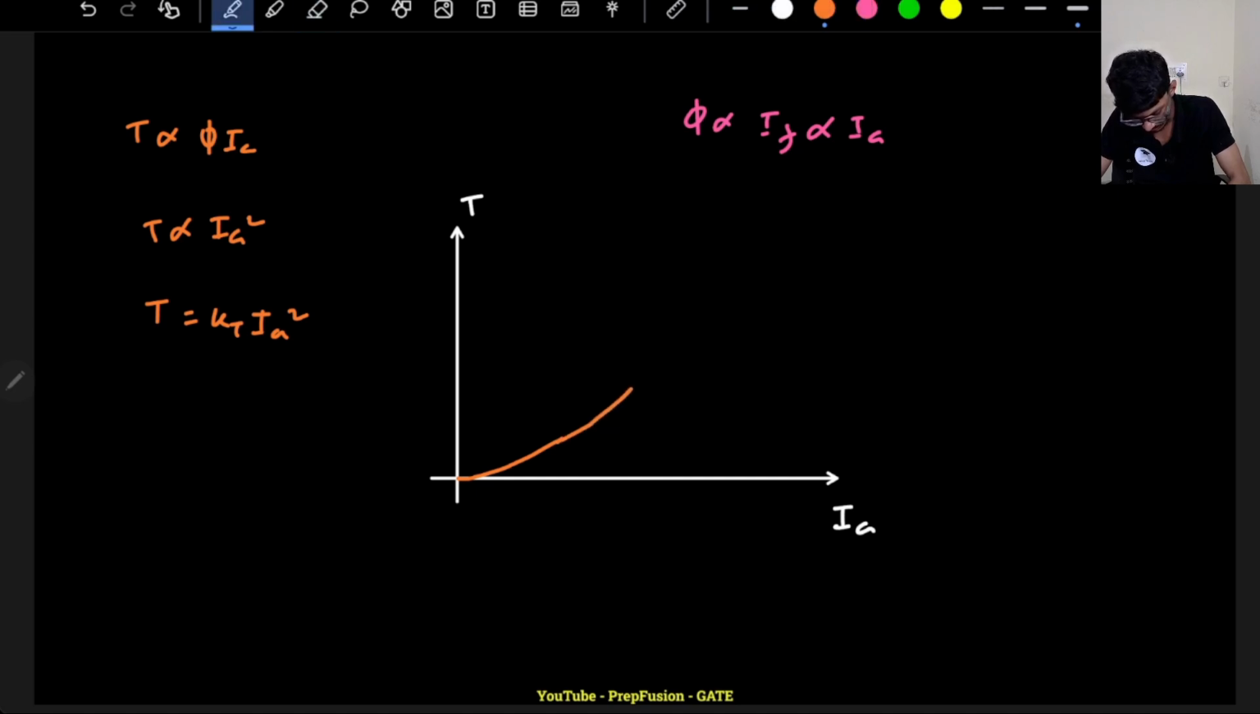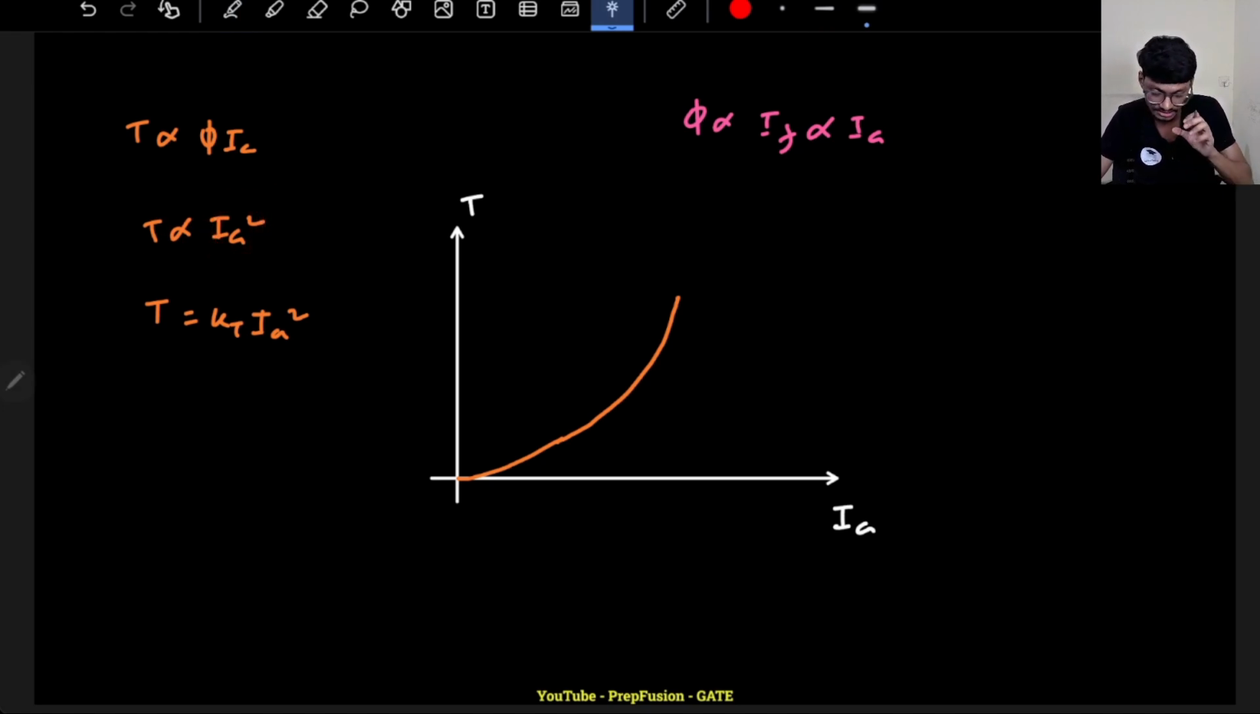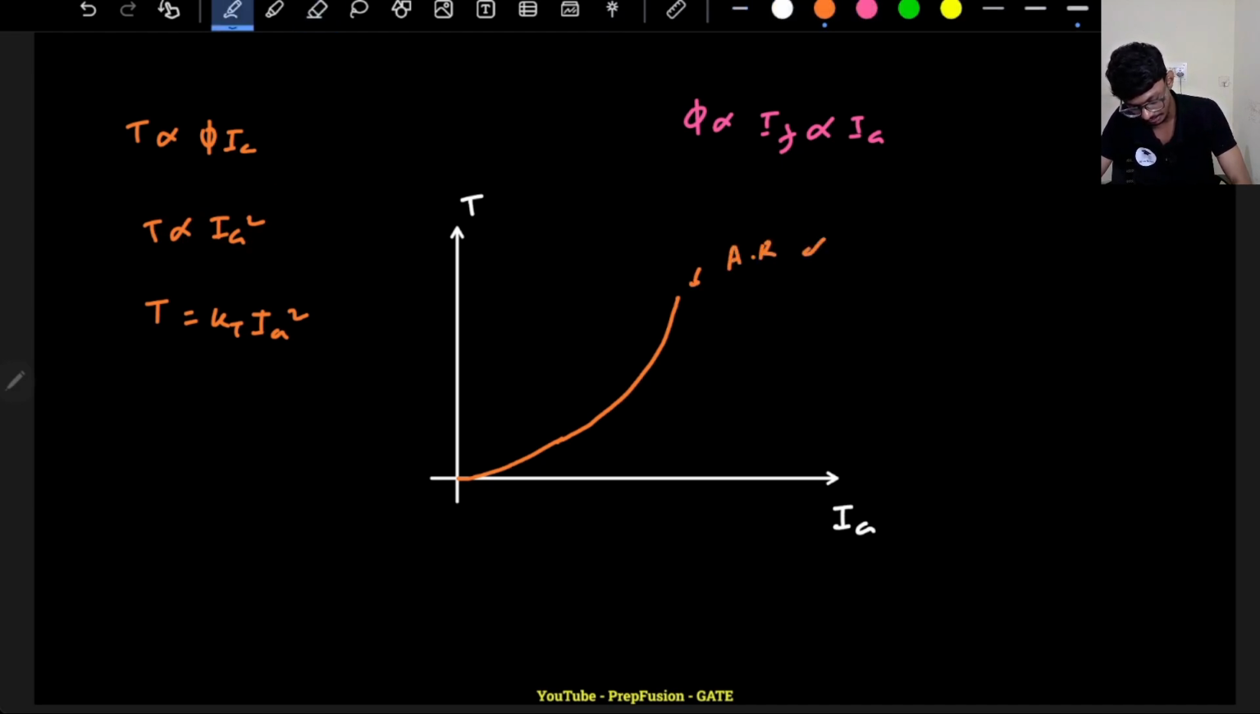Now this is the case when armature reaction is not considered. If armature reaction is considered, then what will happen? The flux will not increase so much. So if flux is not increasing, this torque will not increase that high. It will increase, but it will not increase that high. So the graph will simply shift down. So this is the armature reaction and saturation.